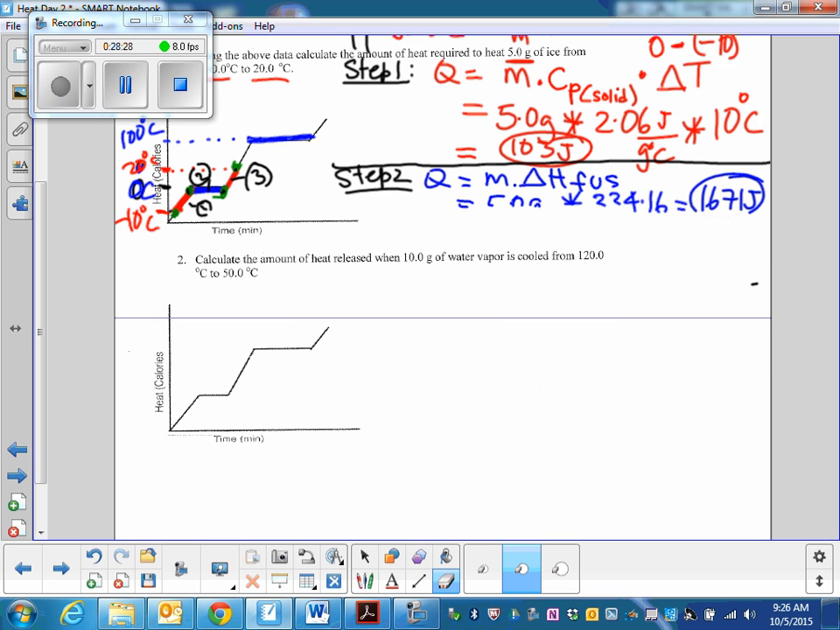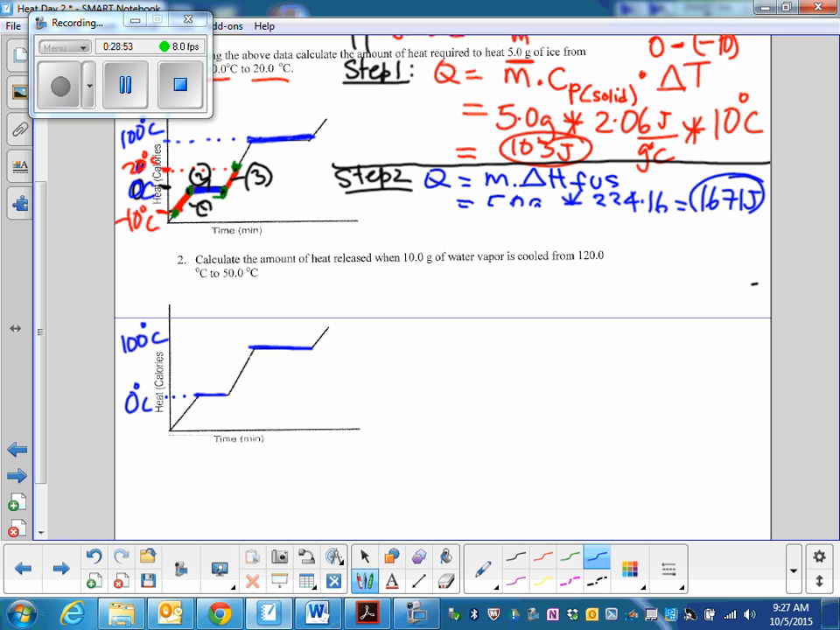Let's see. So the first thing I need to do is have my heating cooling curve. So what is my melting point again? According to the table, my melting point is 0 degrees Celsius, correct? What is my boiling point? 100 degrees Celsius. Everybody good with the melting point and boiling point?